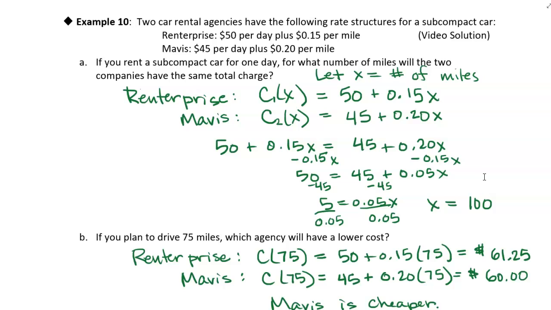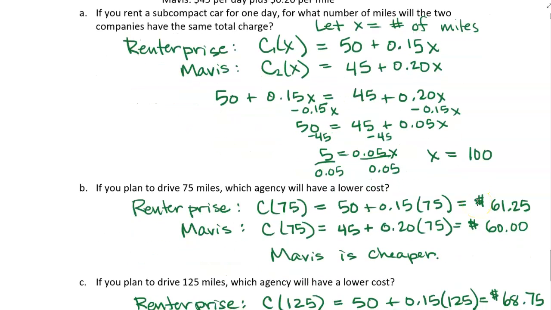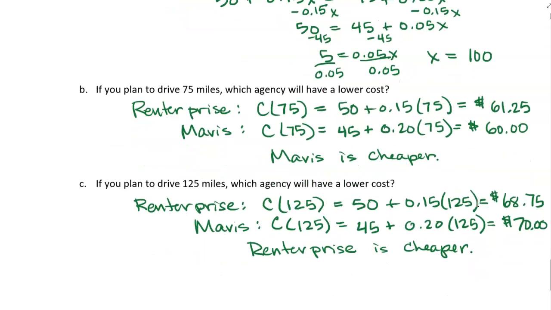And this intersection point that we found in part A is actually the break-even point, right? It's the point at which those lines will cross. If our x value is less than 100 miles, then Mavis is going to be cheaper. If it's greater than 100, then we want to go with Renterprise.